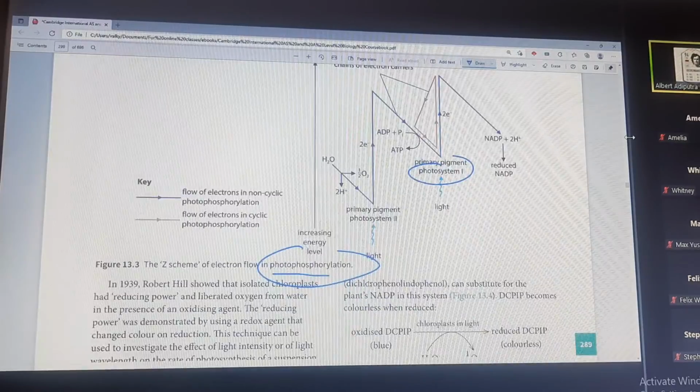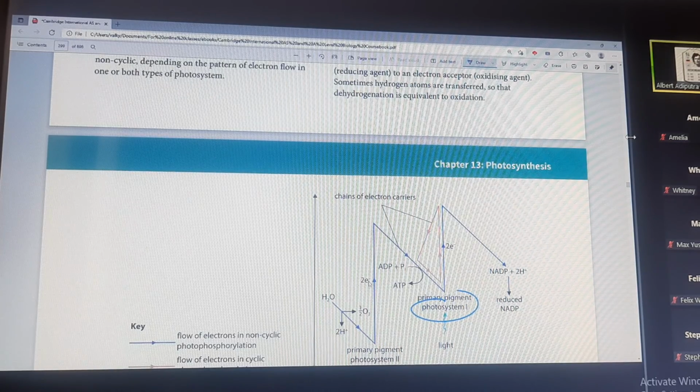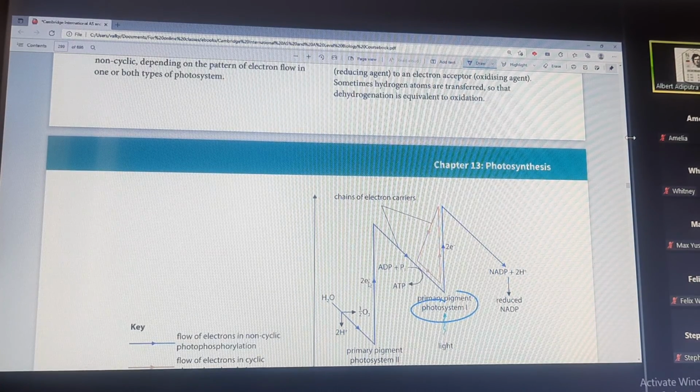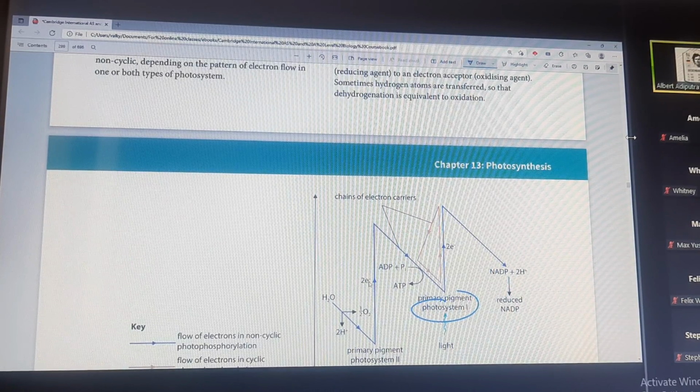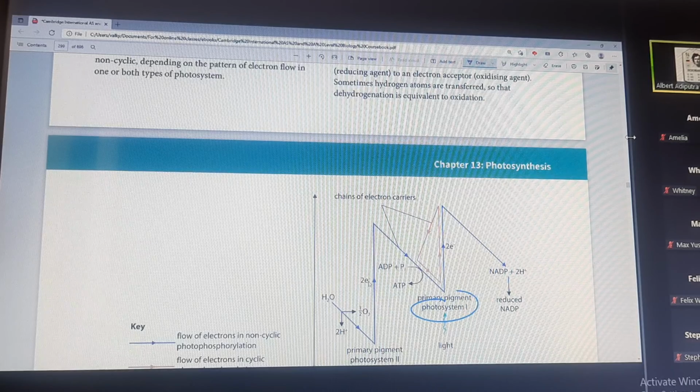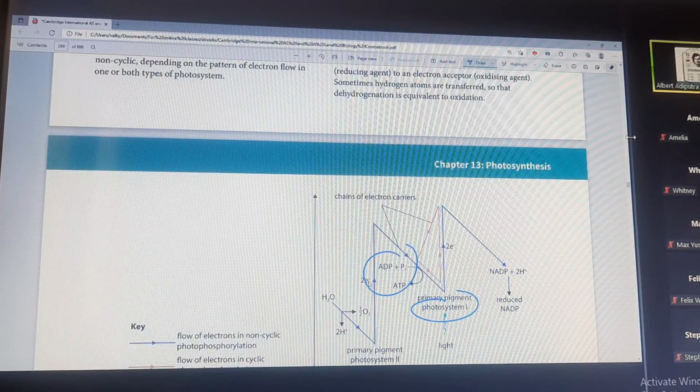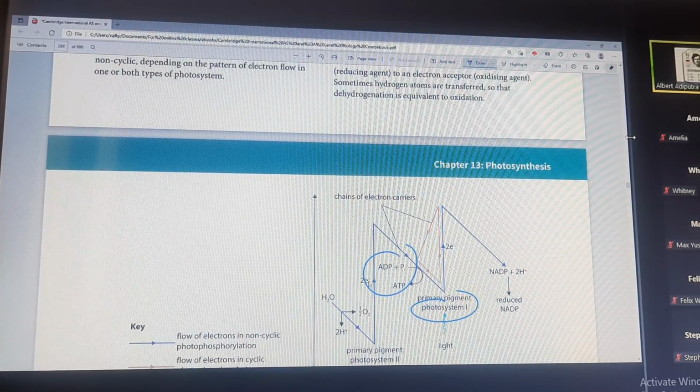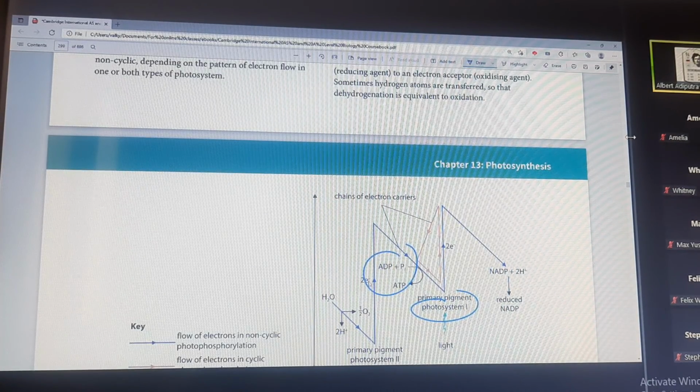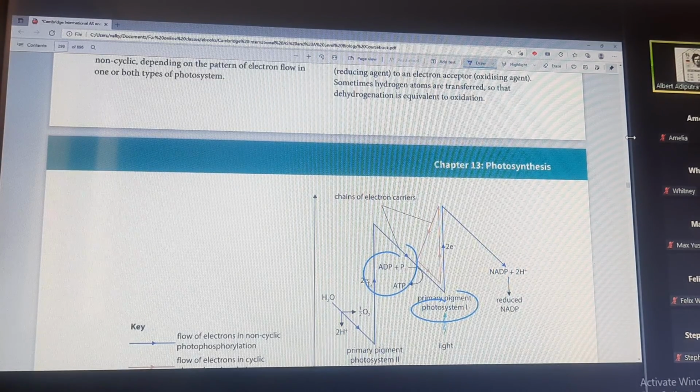After that, the electrons are excited, and then the electrons would be carried by various carriers, and the carriers would utilize the energy from the electrons to pump protons, and then the protons would diffuse back through ATP synthase, and then ATP is produced. Now, after the production of ATP, the electrons have exhausted their energy, and then they return to photosystem 1 again. So this is not the same as the non-cyclic photophosphorylation, whereby the electrons originate from photosystem 2, arriving at photosystem 1, and never come back to photosystem 2.